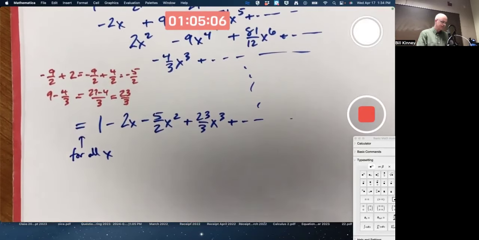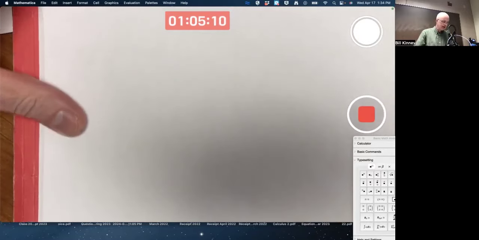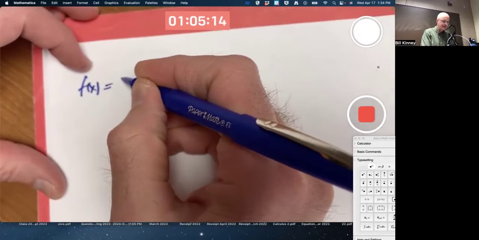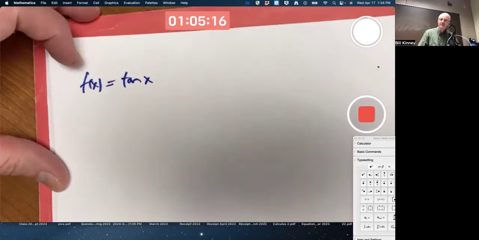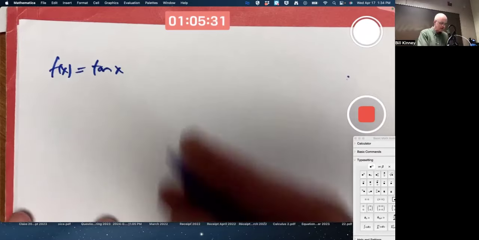Final example. What is the series centered at a equals 0 for the tangent function? At the very end of Monday's class, we did arctangent by integration, actually, if I recall correctly, integrating 1 over 1 plus x squared. But what about the tangent?